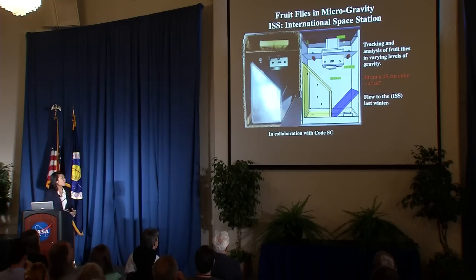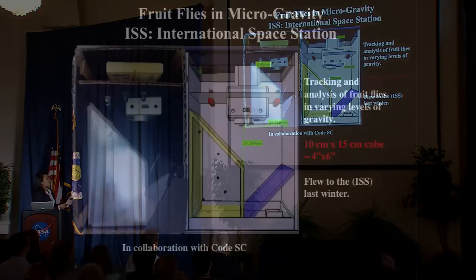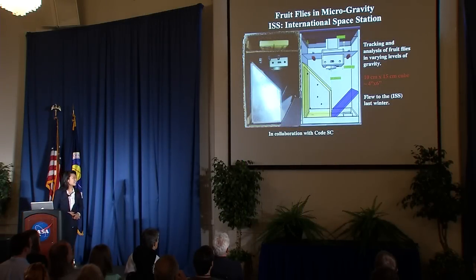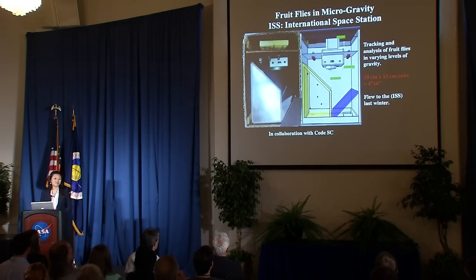Here we have a fruit fly experiment that was done over 3 summers. It was pretty much solely an intern project. It was used to track and analyze how fruit flies flew in a microgravity environment. But the biggest challenge was fitting this whole experiment in a 4-inch by 6-inch box. You can see here. Pretty great. This experiment flew up to the ISS last summer on a SpaceX rocket.